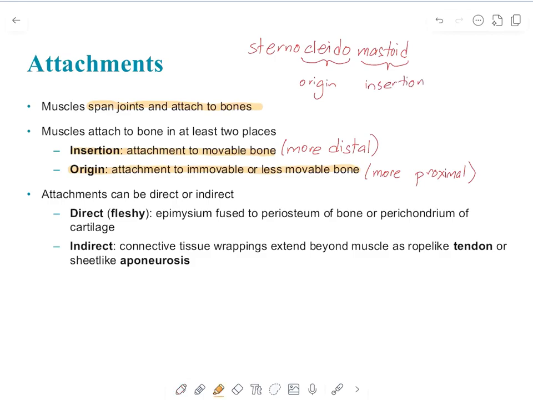So these attachment sites, some of them are direct or what we call fleshy, where the epimysium is fused to the periosteum of the bone, whereas some are what are called indirect, where the connective tissue wrappings extend beyond the muscle as kind of a rope-like tendon, or what's called an aponeurosis. And an aponeurosis is what's called a flat tendon. And one example of this is on the top of your head, called the galea aponeurotica.